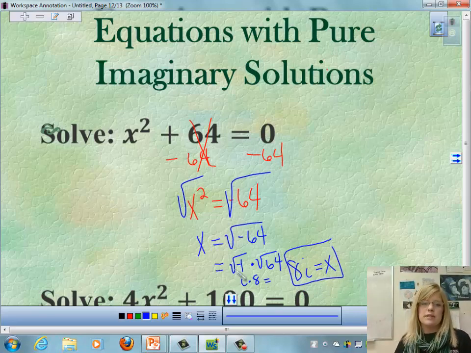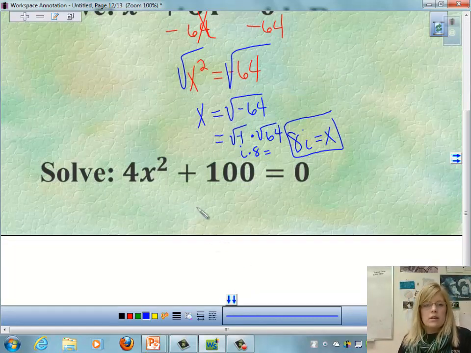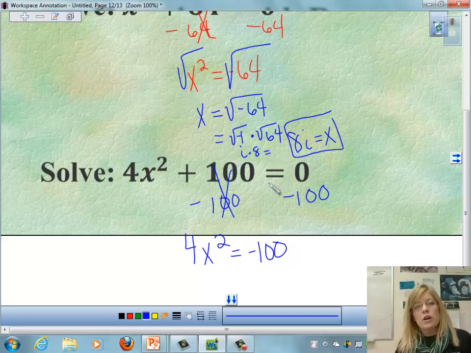Alright, let's do the second problem we have. We have 4x squared plus 100 equals 0. So again, solve for x. I want you to subtract 100 from both sides. Hopefully this is just bringing you back to pre-algebra days. 4x squared equals negative 100. Now notice both sides are perfect squares. So square root them to get rid of that x squared.